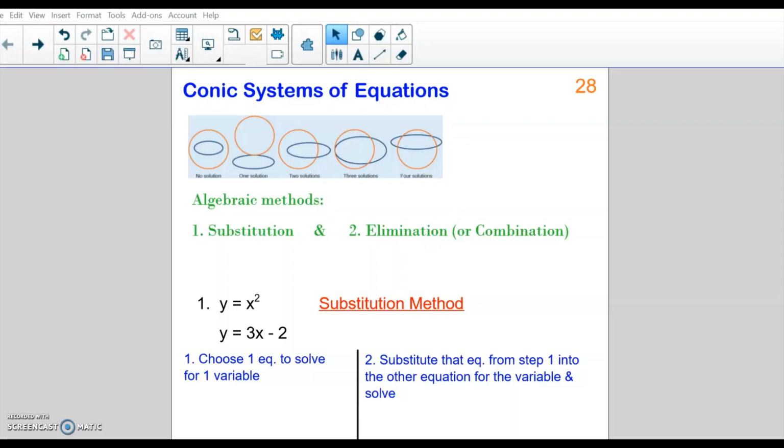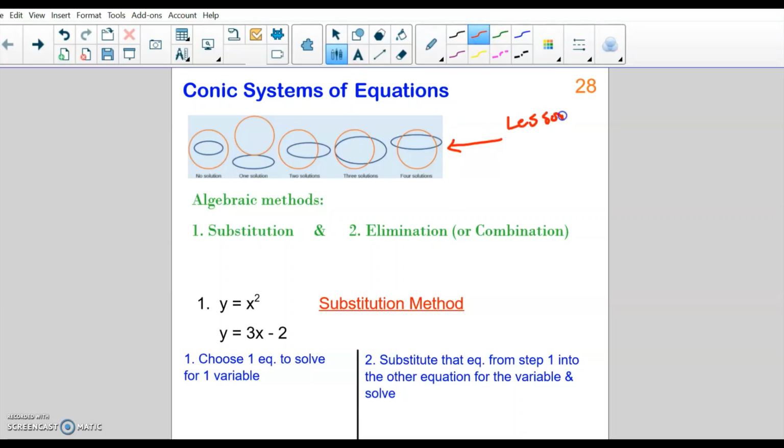Welcome to Pre-Calculus, Conics Systems of Equations. So we need a new title page, we need a number, and this graphic should be in your lesson resources.